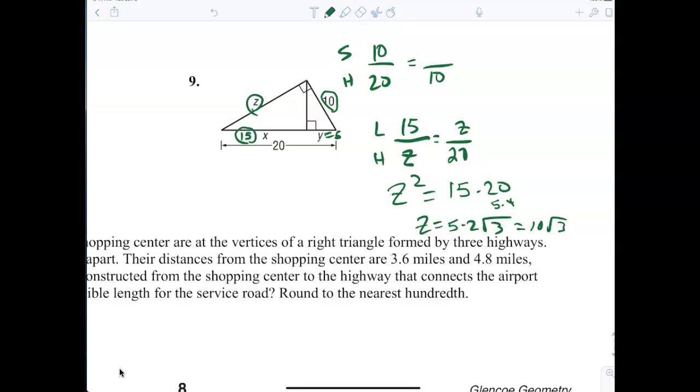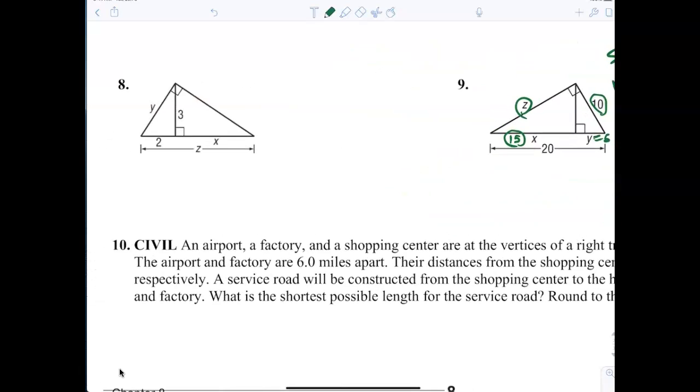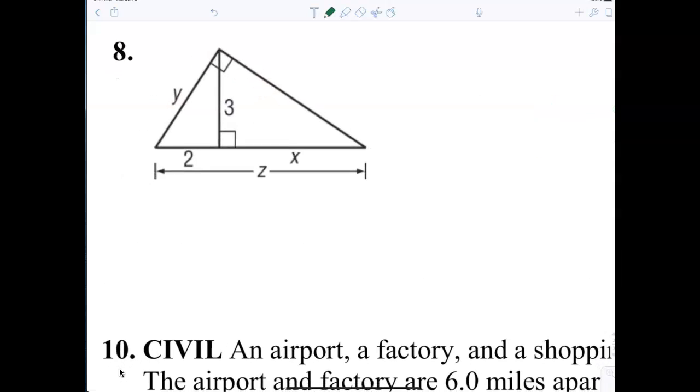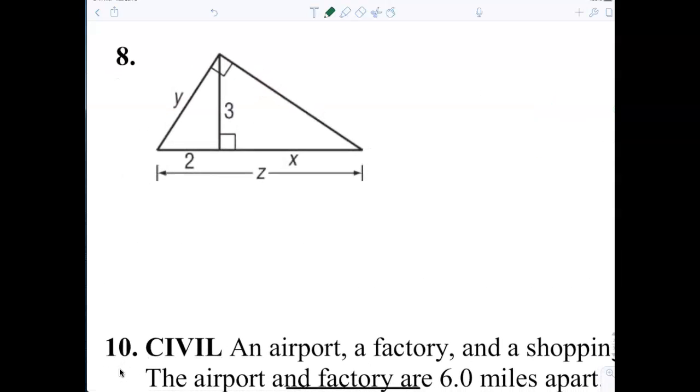Identify 2 parts of the triangle that are known. And then try to make that a proportion. Let's look at number 8 now. From my strategy, you see I would just do 2 over 3. If I did 2 over 3, that would be a short leg and a long leg. Does everybody agree with that?